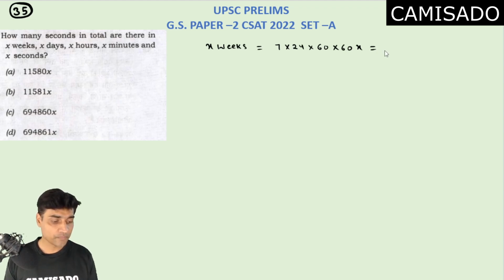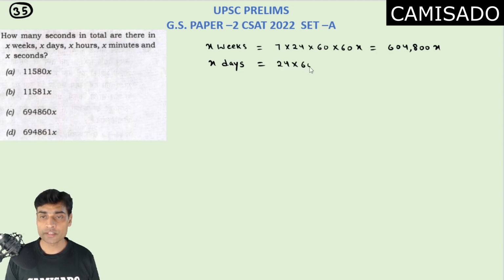So the value is 604,800x. Now similarly for X days, how many seconds are there in X days? In a day there are 24, then into 60 again, into 60 again, and finally X. So we have 86400x. These are seconds basically.